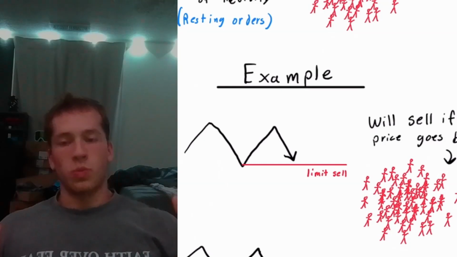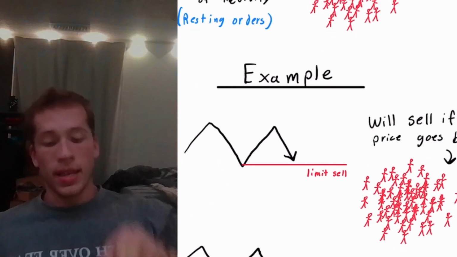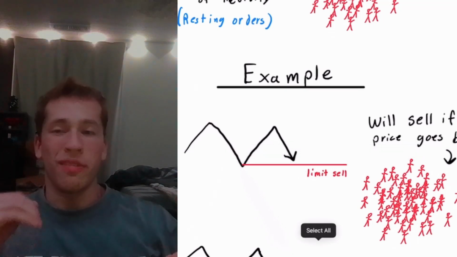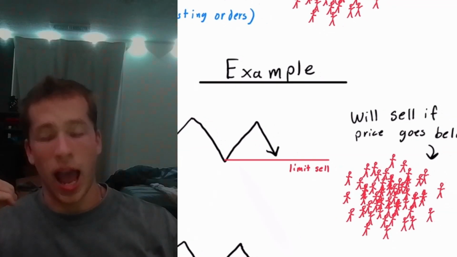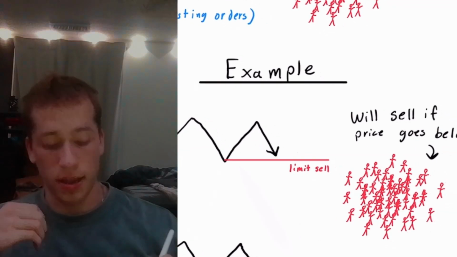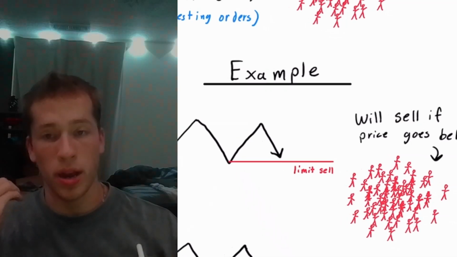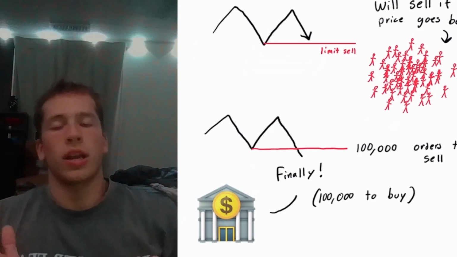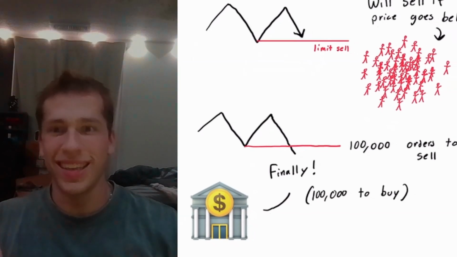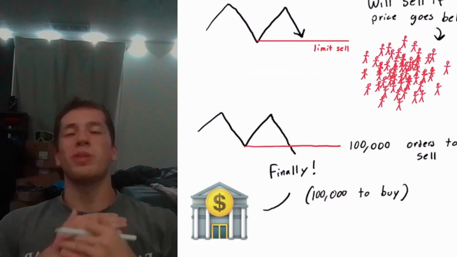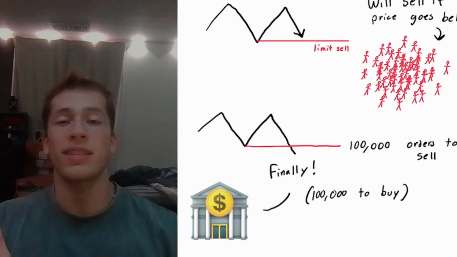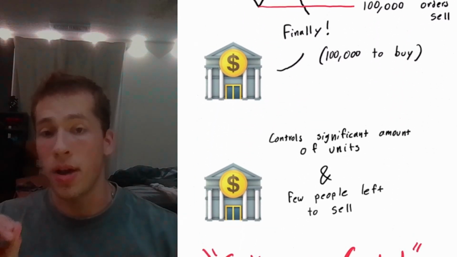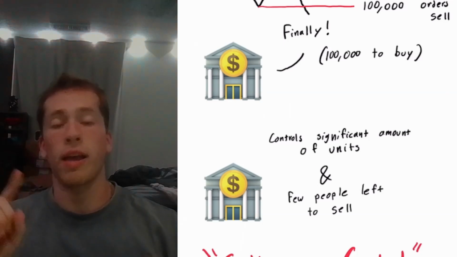Say there's a stock or price, whatever, Bitcoin. If price is going up and down and it makes this low right here, the sellers may say, well, if it gets below there, I'm going to be a little fearful and I might sell because I don't want to lose any more money. So they're going to sell out of fear if it goes below there. So price goes below there, and finally they're all selling because they're scared. And the bank says, finally, it's time to buy. The institution buys up all the 100,000. They buy everything that the sellers were willing to sell. And they now control a significant amount of units. And there are very few people left willing to sell.